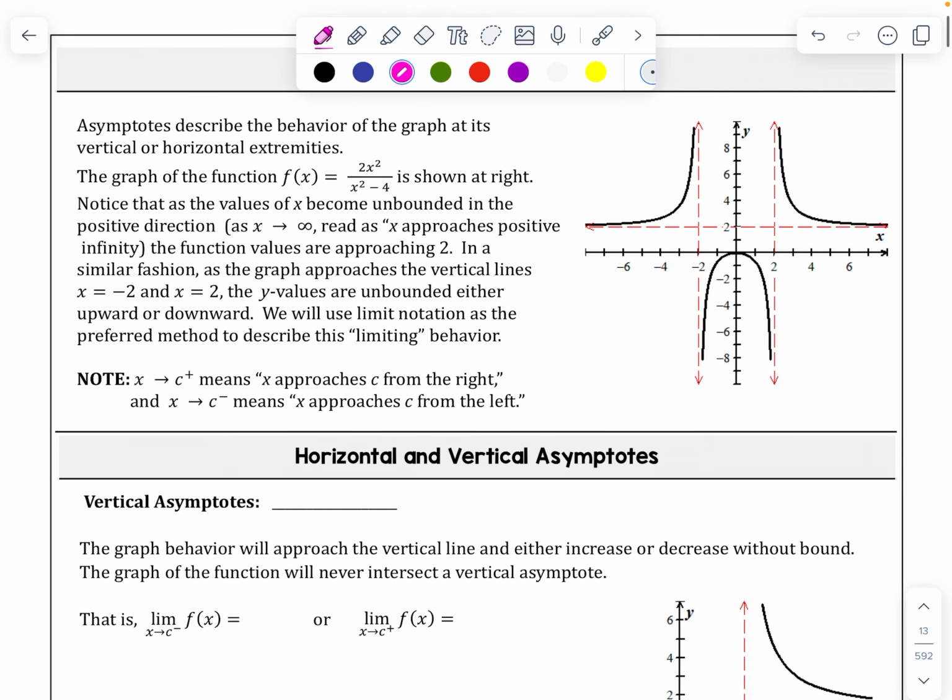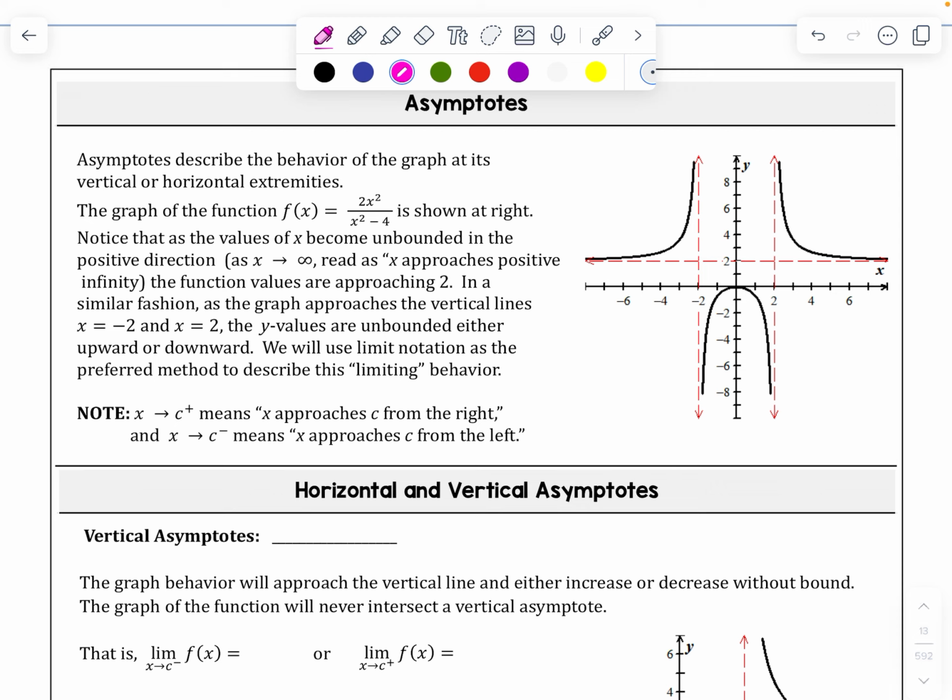Okay, let's talk about some asymptotes. So asymptotes are basically describing the behavior of the graph at the vertical or horizontal extremities. Okay, so we're talking about invisible boundaries that guide the rest of the graph. Okay, so if I look at this function, f of x equals 2x squared all over x squared minus 4, it is shown at the right. So this is what we have here.